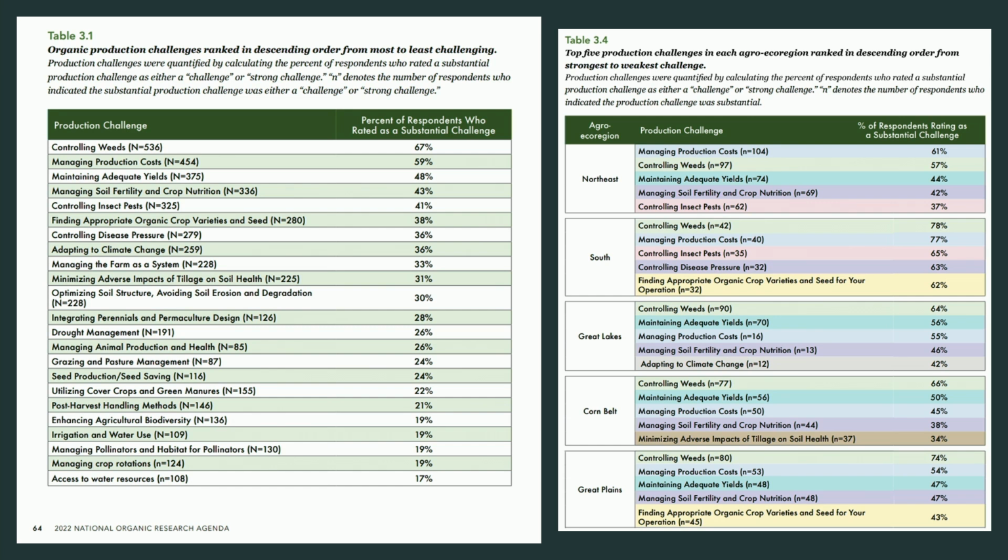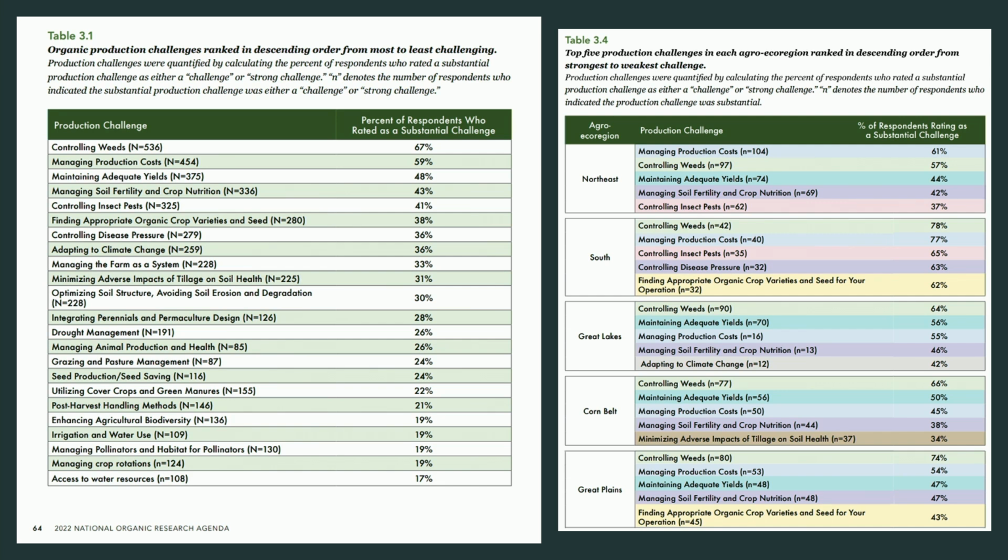These are agroecoregions, so Kentucky is in the south. Controlling weeds is still number one, production costs is still number two, but controlling insect pests is number three, which is a line that doesn't even show up in the Great Lakes or the Corn Belt or the Great Plains or the Pacific Northwest, which is on the next page.